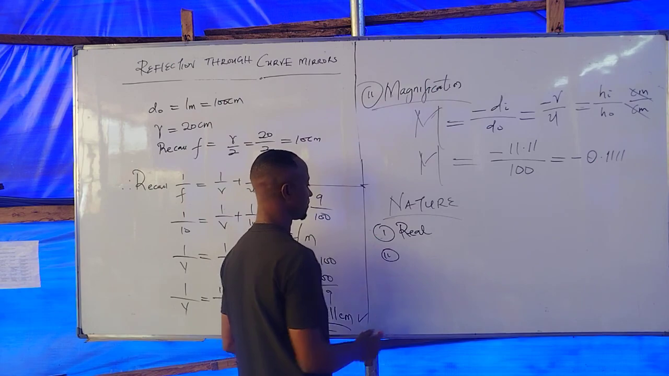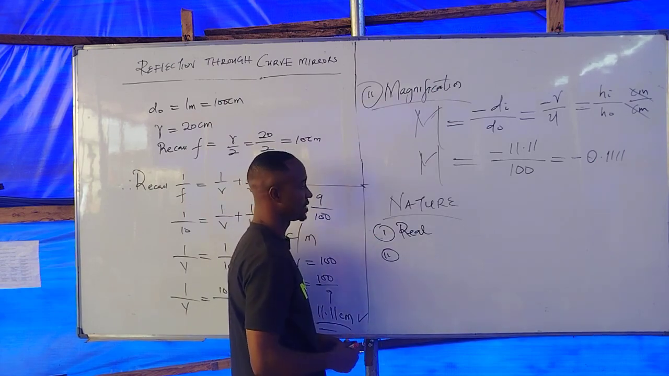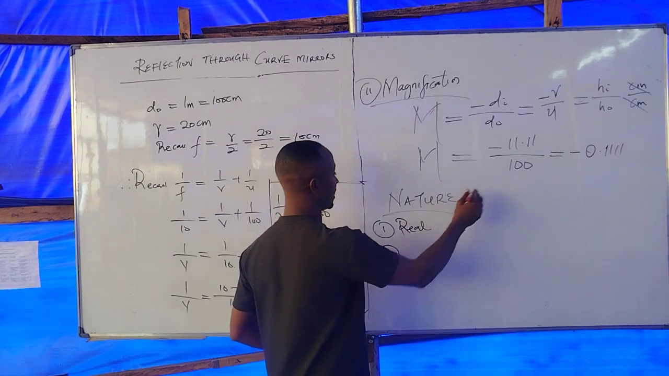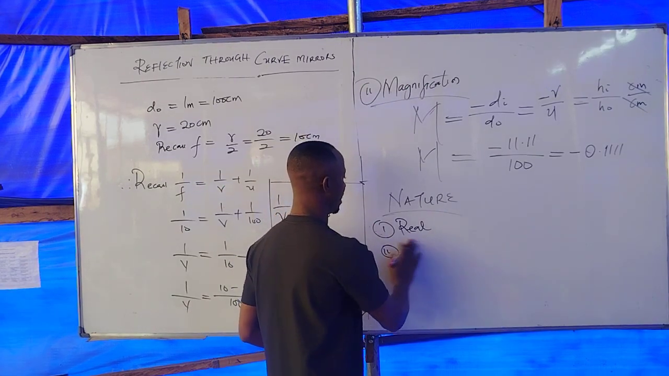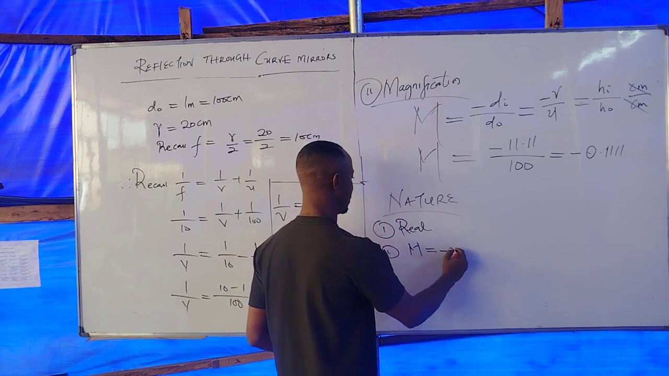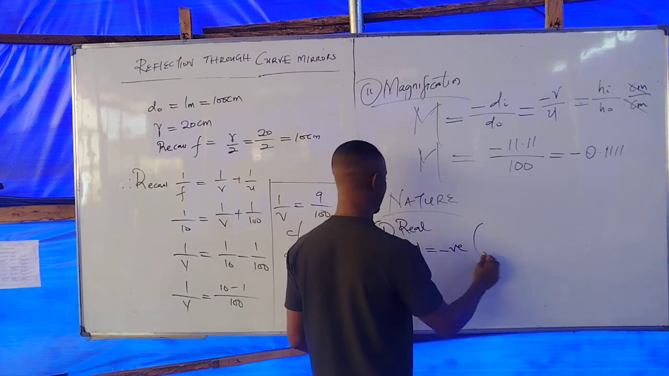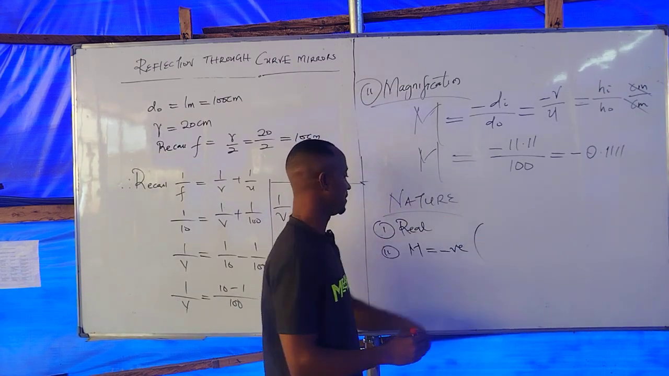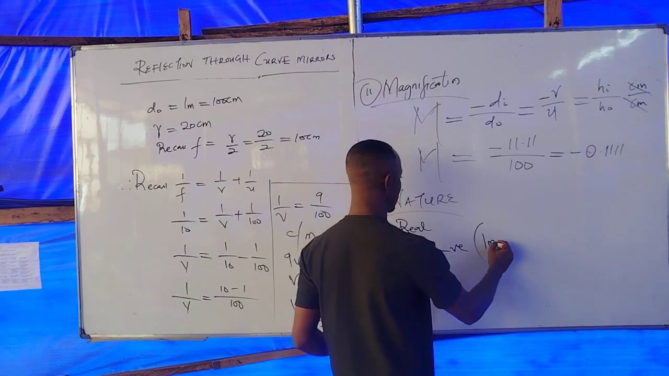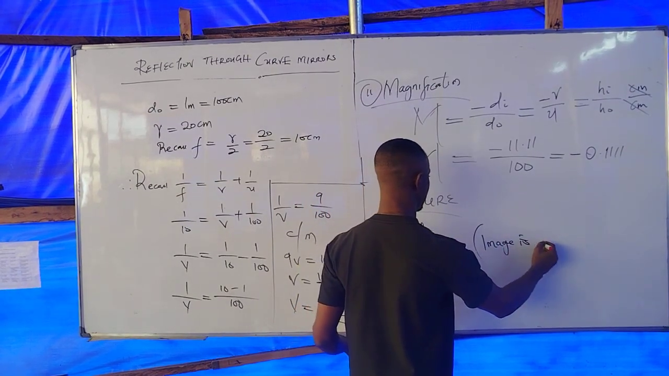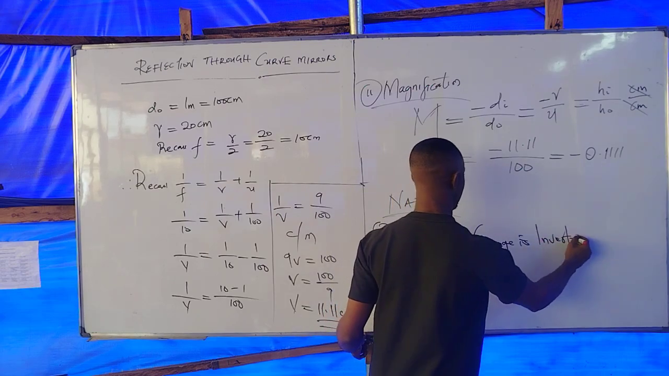Number two is what? Okay, how do we know it is diminished? We say that, look at this. One, our magnification is what here? It is negative, right? And what does that mean? Since our M is negative, that simply means that the image is inverted. Please don't forget, okay?